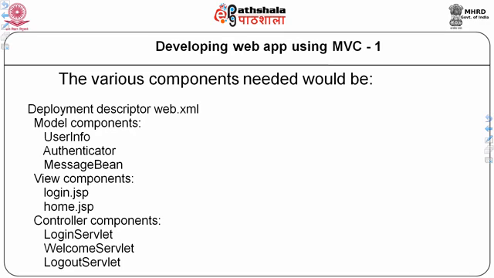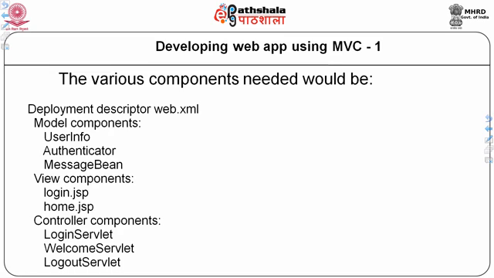So, what we have identified here is a few model components. One is to manage information about the user who has logged in, so we will have a class called UserInfo. We will have another class which will be used for the purpose of authentication, an Authenticator. And we will have another component in the model for showing messages. When the login fails or anything happens, we have to show a message, so we need a message bean. Those are the 3 components identified for the model.